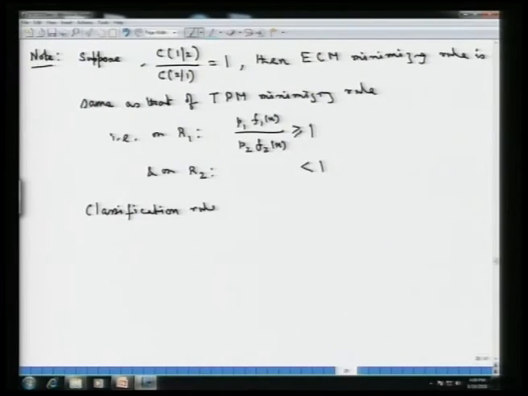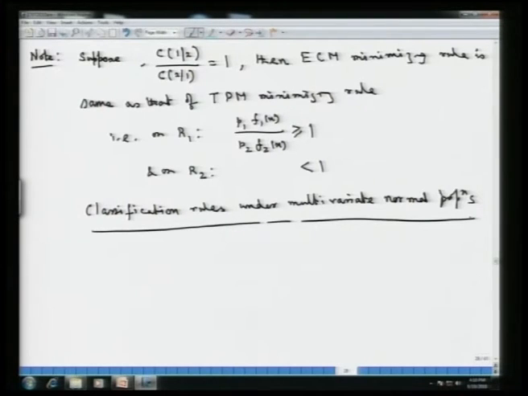So, classification rules under these optimum strategies under multivariate normal populations. We look at two different cases. In the first case, we look at the two populations as follows. Population 1 is a multivariate normal of dimension m, with mean vector mu 1 and a positive definite covariance matrix sigma.